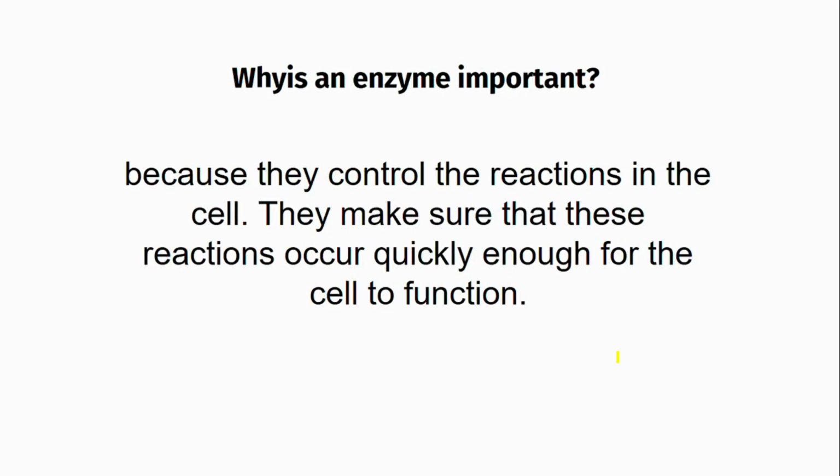Next, why is an enzyme important? Why do we use enzymes in our body? Because they control the reactions in a cell. So we have several chemical reactions happening in a cell, known as metabolic reactions. So they make sure that these reactions occur quickly enough for cells to function so we can live. If we don't have enzymes, then humans won't be able to live, nor other living animals.